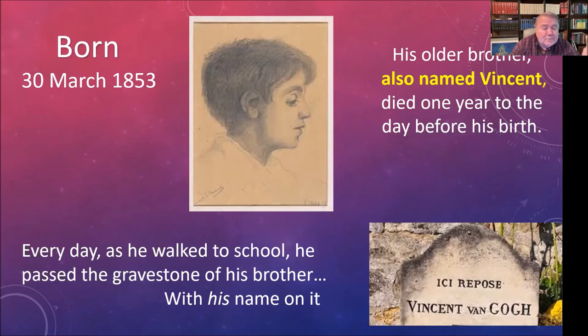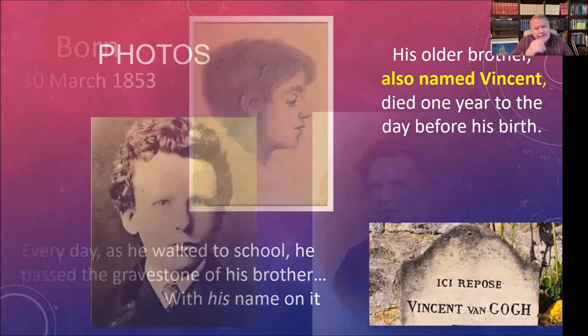Ici repose Vincent van Gogh. Here lies Vincent van Gogh. Well, of course, it was the older brother who was also named Vincent, but it's got your name on it. I mean, how would it feel for you to have to walk by a gravestone every day that had your name on it? So he lived in the shadow of death. And that affected him deeply.